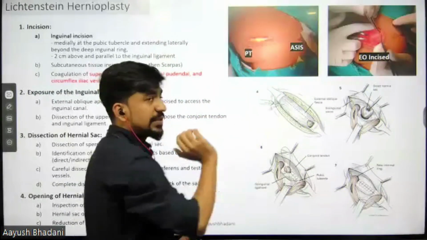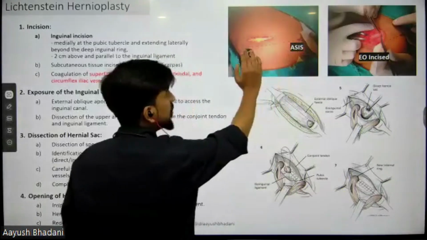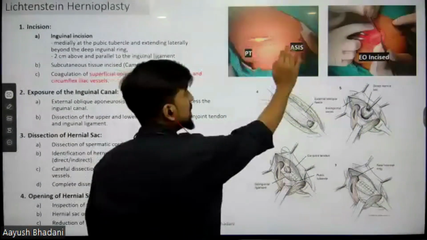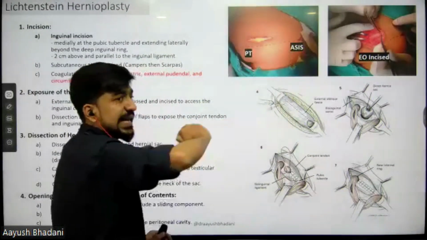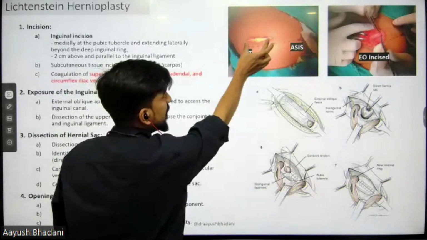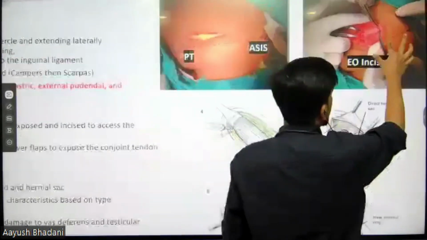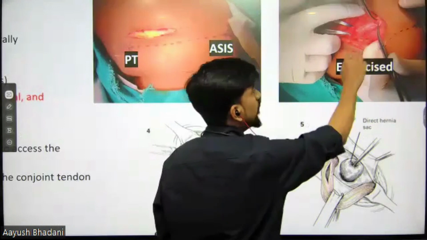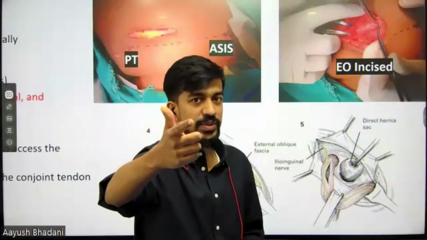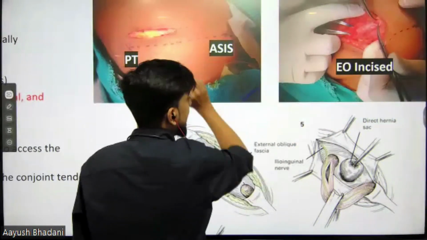First will be the marking of the incision. We have the anterior superior iliac spine and the pubic tubercle. When we join these, it is more or less the line of the inguinal ligament. Just 2 fingers above it, medially, we make an incision. Once we go in, we have the external oblique, that was the first muscle. So we'll be incising the external oblique along the line of the incision.